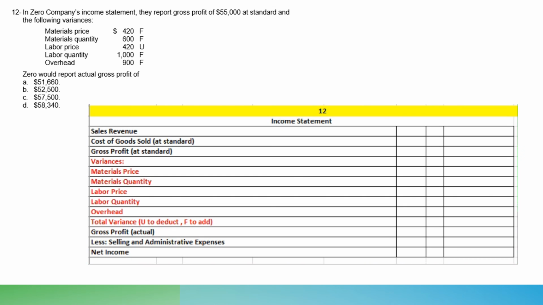Alright, in question number 12, we have a company income statement where they report gross profit of $55,000 at standard costing, so we'll add $55,000 for the gross profit at standard. And they have the following variances. Materials price, they had $420 favorable. Materials quantity, $600 favorable. Labor price, $420 unfavorable. Labor quantity, $1,000 favorable. And overhead, $900 favorable. In this case, any time there's a favorable variance, we will add it to the gross profit at standard, and unfavorable will reduce the gross profit at standard. So if we add the favorables less the unfavorables, we have an add to our gross profit of $2,500. So our gross profit actual in this case is option C, being $57,500.